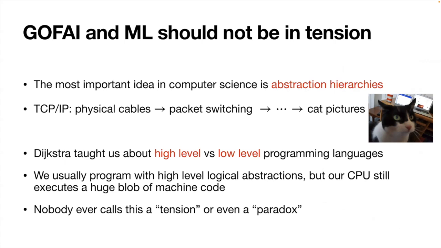The most famous one of these is the TCP/IP stack, where at the bottom you have physics, like fiber optic cables, and photonic wave packets traveling in fiber optic cables. Then packet switching, and then cat pictures. This is a picture of my dad's cat that I took, just so we all know what a cat picture looks like.